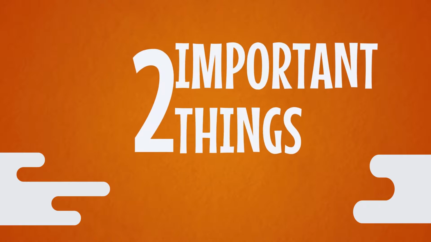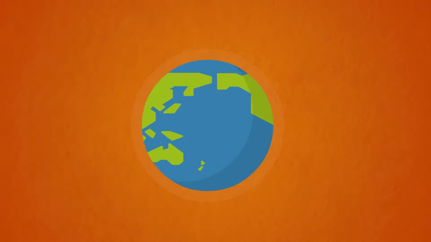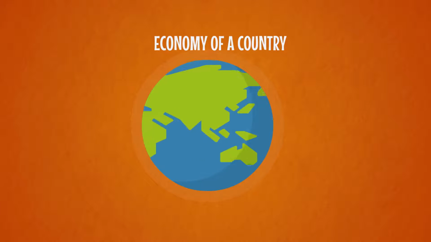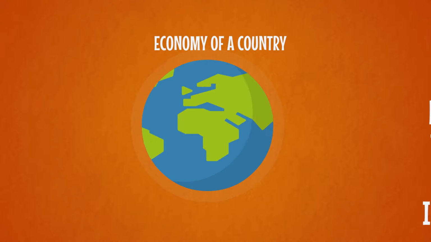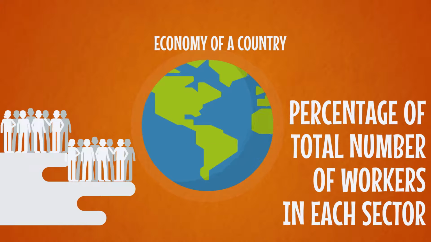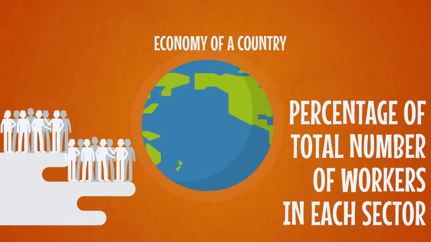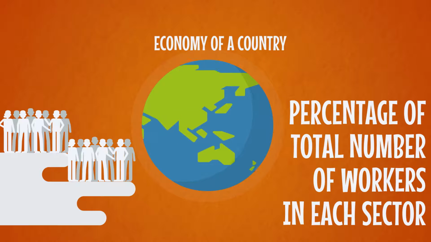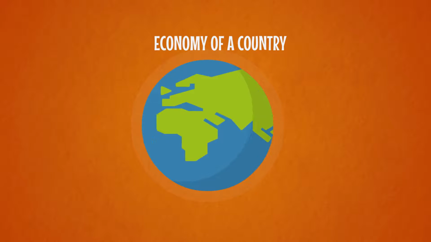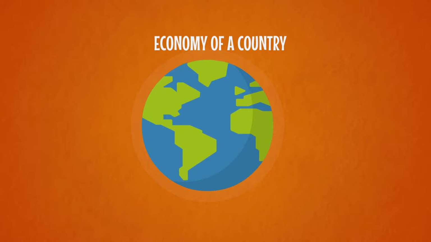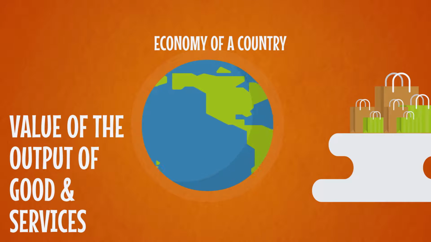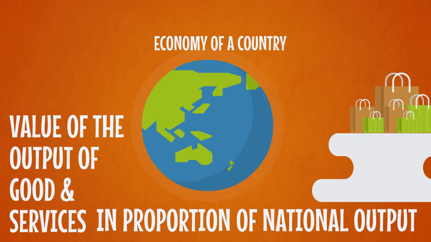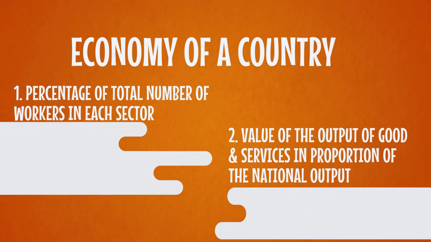Two things are important here. When you are looking at the economy of any country, one point you always see is the percentage of the country's total number of workers who are involved in each of these sectors. And two, you would identify the value of outputs of goods and services and the proportion of the total national output. So these two factors give you an indication about the economic stage of each country.